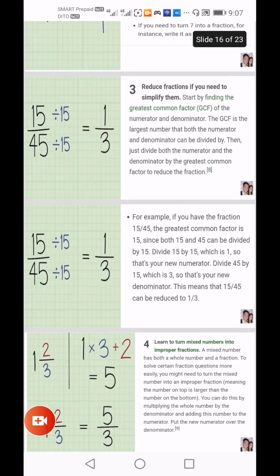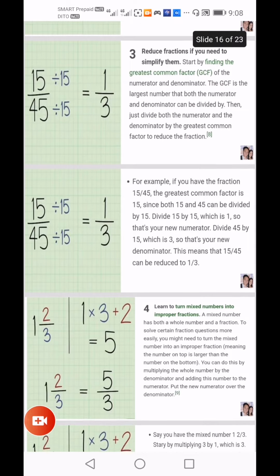Number 3, reduce fractions if you need to simplify them. Start by finding the greatest common factor, GCF, of the numerator and the denominator. The GCF is the largest number that both the numerator and denominator can be divided by. Then just divide both the numerator and the denominator by the greatest common factor to reduce the fraction.